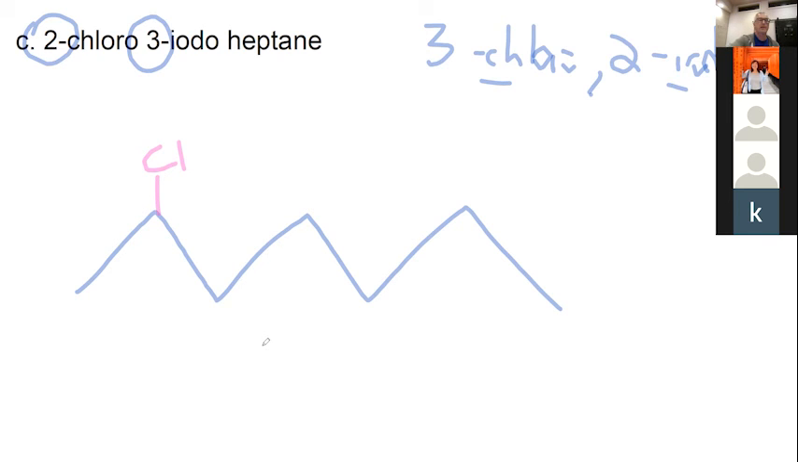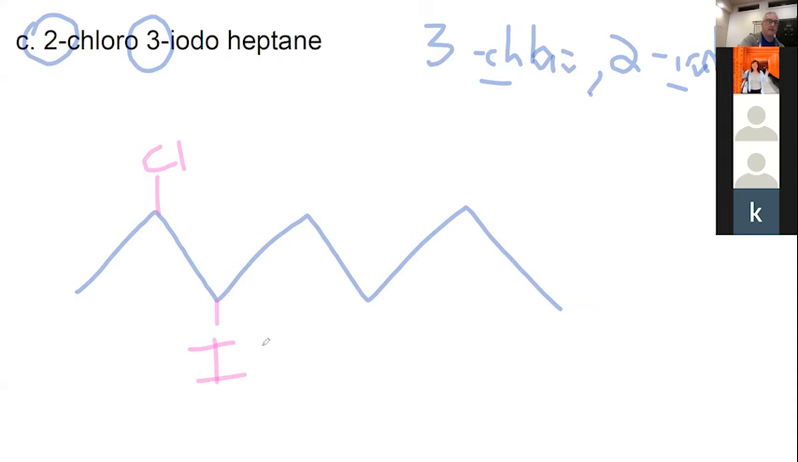So at 3, now remember 3 has to be right next to it. If I'm going 1, 2, 3, I can't put the iodine here. That would be 2, 3, 4, 5, that would be 2,5-iodo-heptane. So the iodine has to be here. Let me clear out the rest. So that would be it.